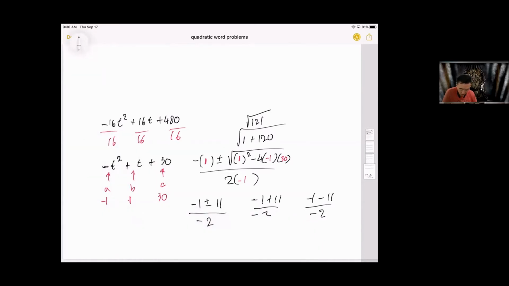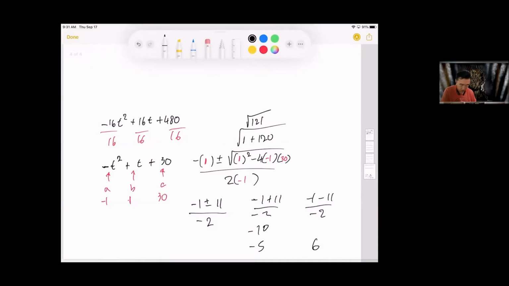So that gives me 10 divided by, let me see, -5. Yeah, it gives me -5. And the other one is 6. Very good. So I was mistaken. I told you that one of them was going to be a 0, and it is not.